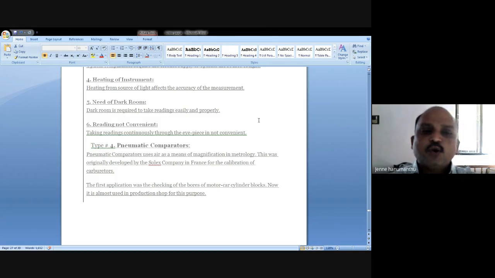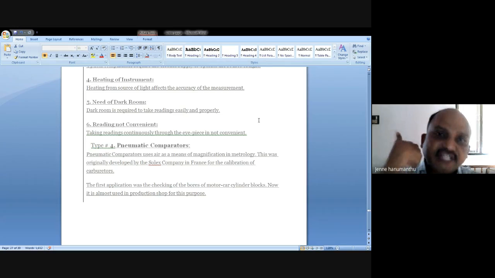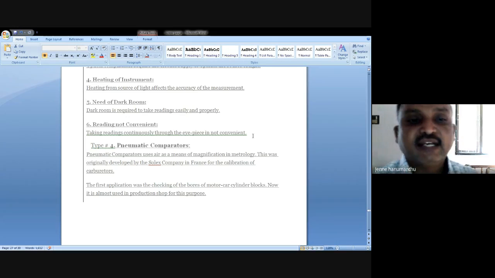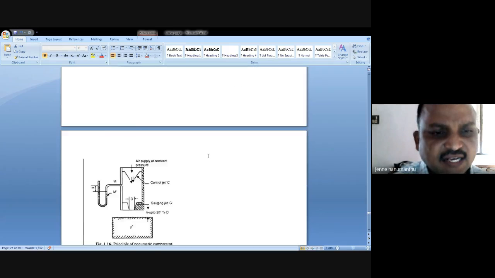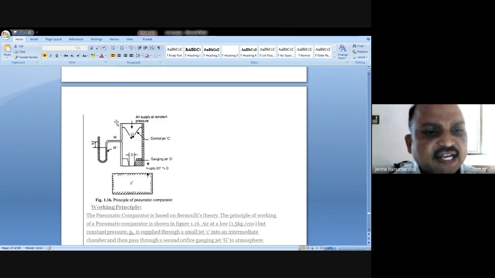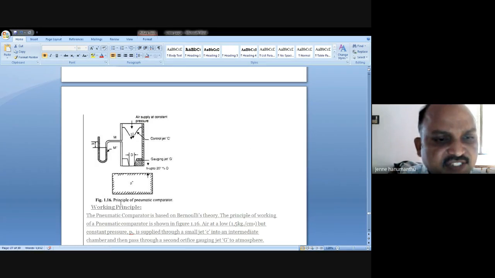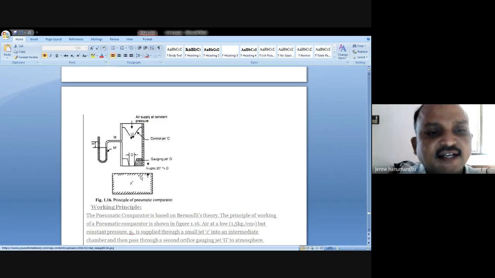Lastly, we are using the pneumatic concept. What is the pneumatic concept? Pneumatic means air pressure. So with the air pressure, we want to compare the dimensions. How is it possible? That is possible with the pneumatic comparator. See the diagram I will show. In this diagram, this is the workpiece. This is the surface. On the surface, we want to detect the surface smoothness, say for example.